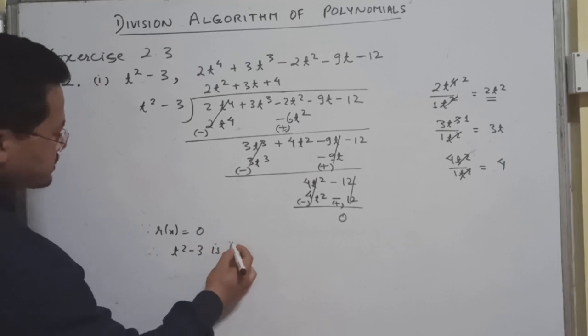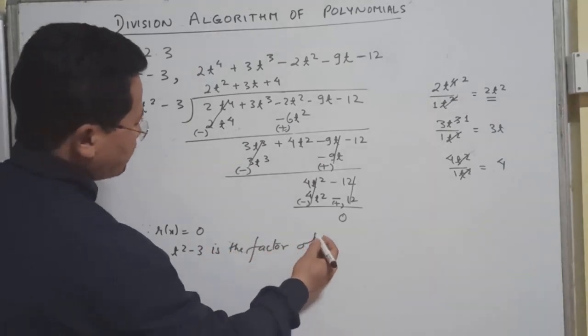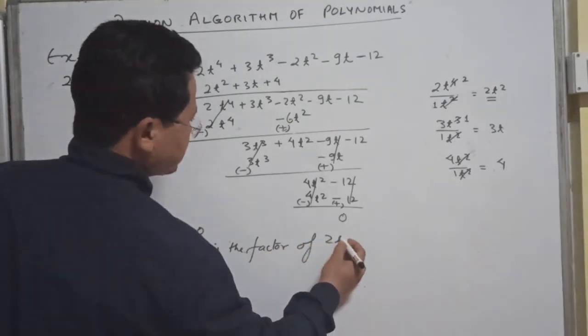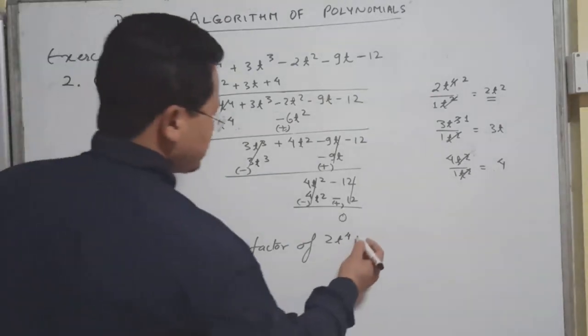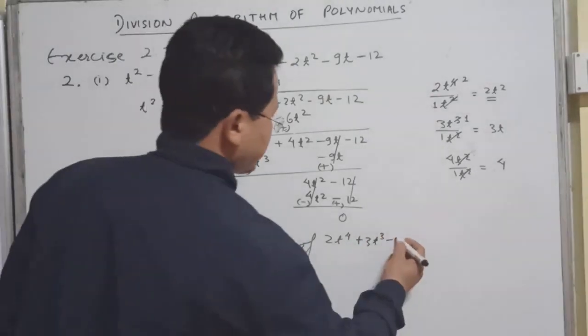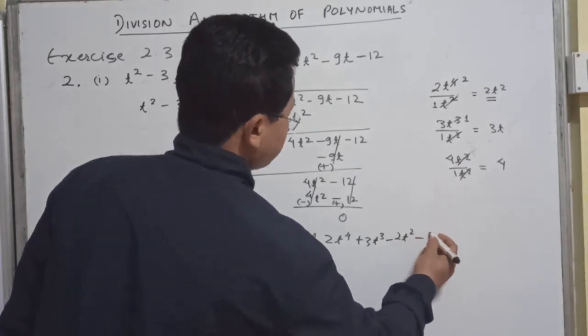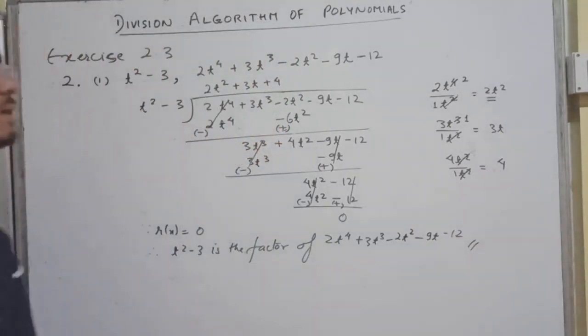Since the remainder is 0, we write that t square minus 3 is a factor of the polynomial 2t to the power 4 plus 3t to the power 3 minus 2t square minus 9t minus 12. And this is our answer.